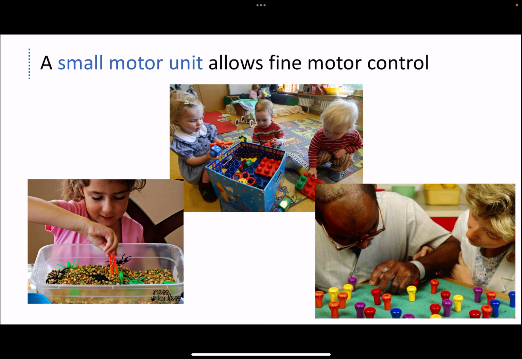Now, we know that young children don't have the same ability that adults have to finely control their muscles, right? Just look at a child's handwriting. It is typically not as good as an adult's handwriting, right? Now, that's not to say that all adults' handwriting is good. Take my handwriting, for instance. My handwriting is absolutely dreadful. But the idea is still the same.